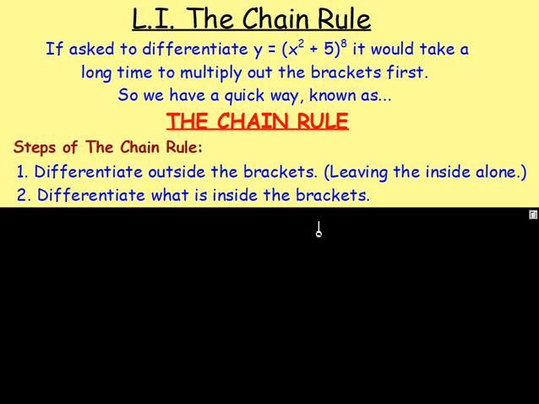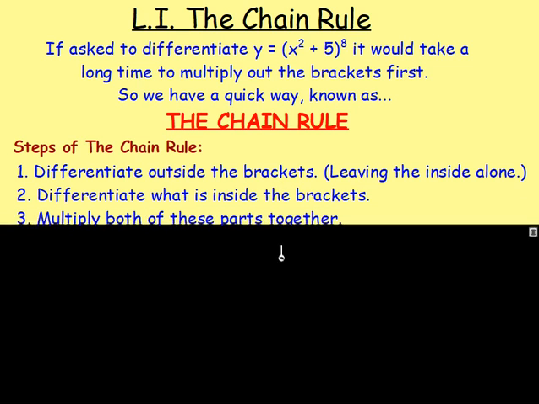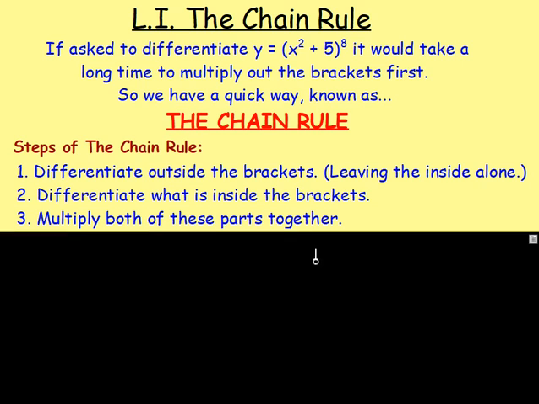After that, you differentiate what is inside the brackets. So here, looking inside the brackets, we have x squared plus 5. So you would differentiate whatever is inside. So first of all, differentiate outside, after that differentiate inside, and then after that with both answers, you would multiply them together. So take both parts and multiply them.